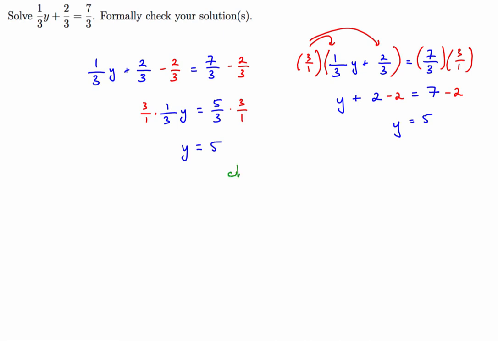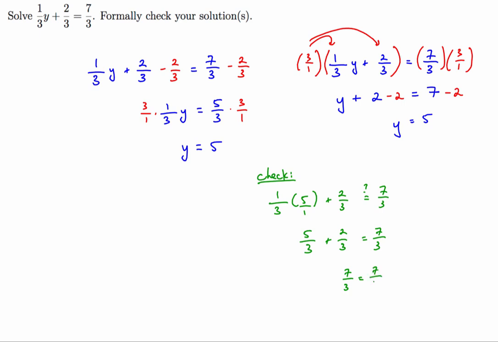Either way, we do want to make sure that we check our solution, and we'll check as we usually check. We'll begin by substituting 5 in for the y in the equation. 1/3 y becomes 1/3 times 5, plus 2/3, and again it's now a question. Does this actually equal 7/3? 1/3 times 5, we want to remember, is 1/3 times 5/1, which is 5/3, and 5/3 plus 2/3 does equal 7/3. So we have confirmed that 5 is the solution for this equation, and so I'll finish off with my concluding statement. The solution set is the set 5.